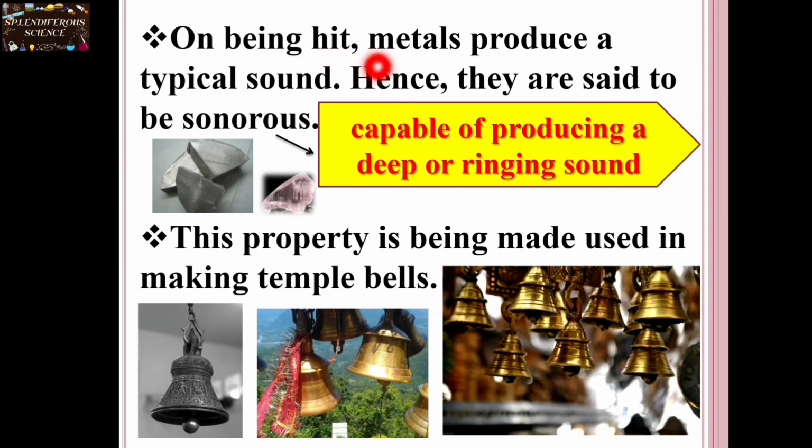On being hit, metals produce a typical sound. Hence, they are said to be sonorous. What is sonorous? It is capable of producing a deep or a ringing sound. This property is made use of in making temple bells.